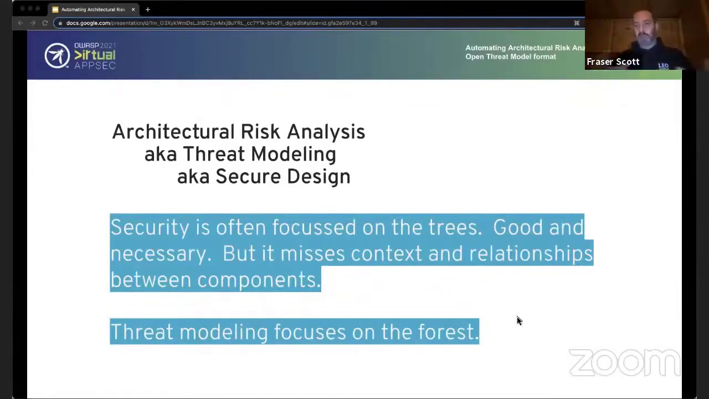It misses the relationship between things typically. So threat modeling, it's not the only process out there, of course, but threat modeling as a practice allows you to take a step back, look at the bigger picture, and as it says here, focuses on the forest rather than on the trees.